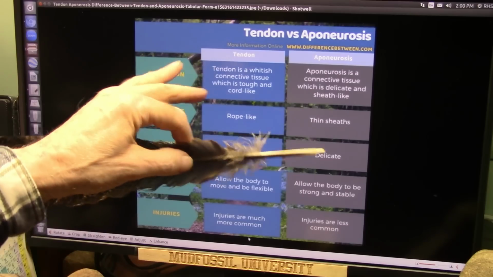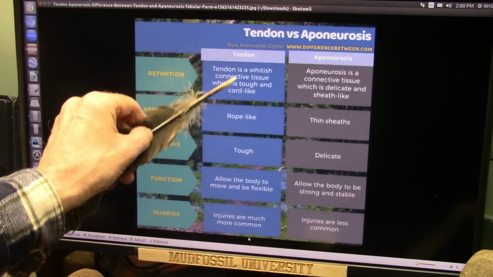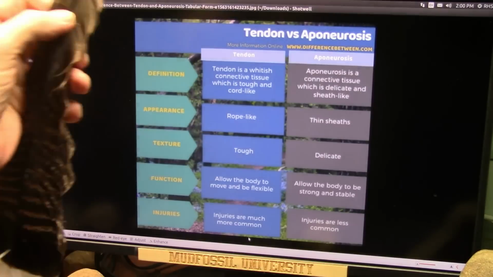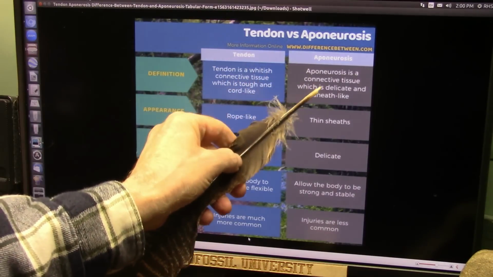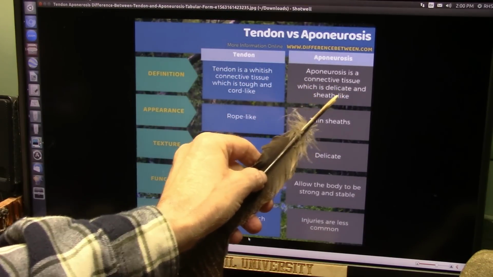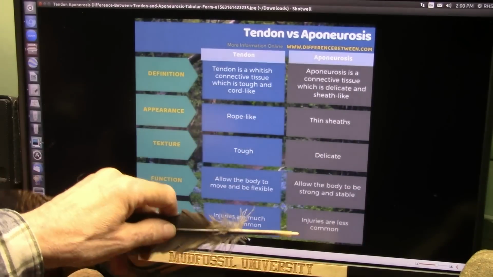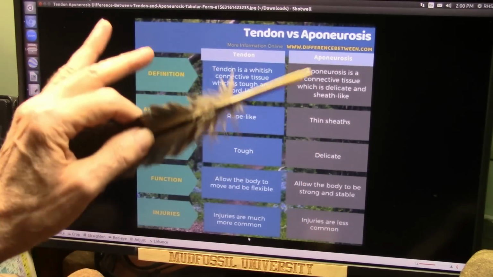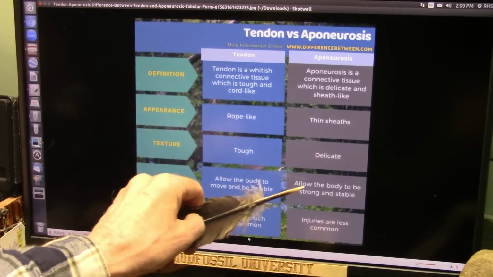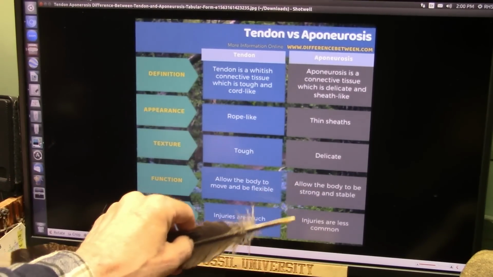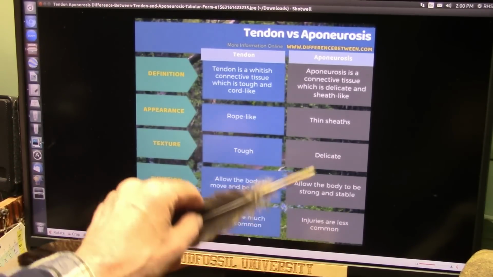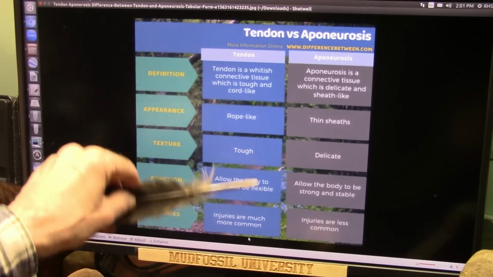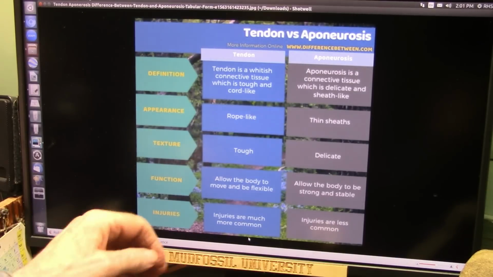There's two different types of connective tissues primarily. There's the tendons, which are rope-like, they're tough, they pull bones against other bones, muscles against muscles, tough, tough stuff. Then you got the aponeurosis. It's a connective tissue as well, but it's delicate and flat sheets. All right, so that's the two different things, tendon versus aponeurosis. Same purpose. And the aponeurosis allows the body to be strong and stable. Injuries are less common. Well, that's not necessarily true. Injuries are more common, yes, with the major tendons, because those are the real anchors.